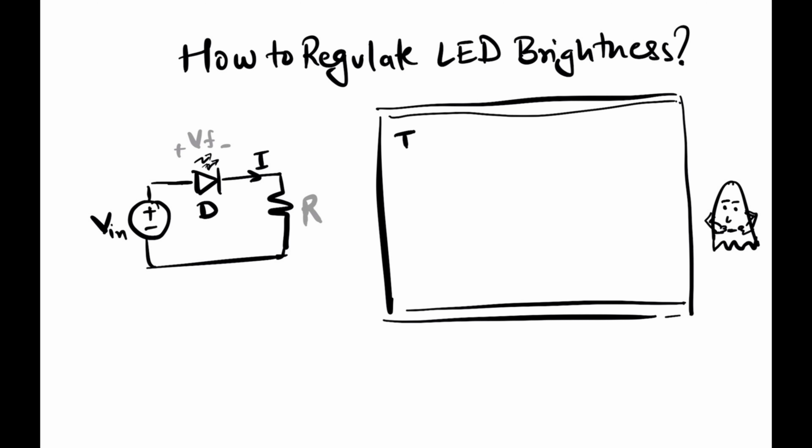The current flowing in this circuit is a function of the resistance. I is equal to Vin minus Vf over R. This is basically the voltage across the resistance divided by the resistance.